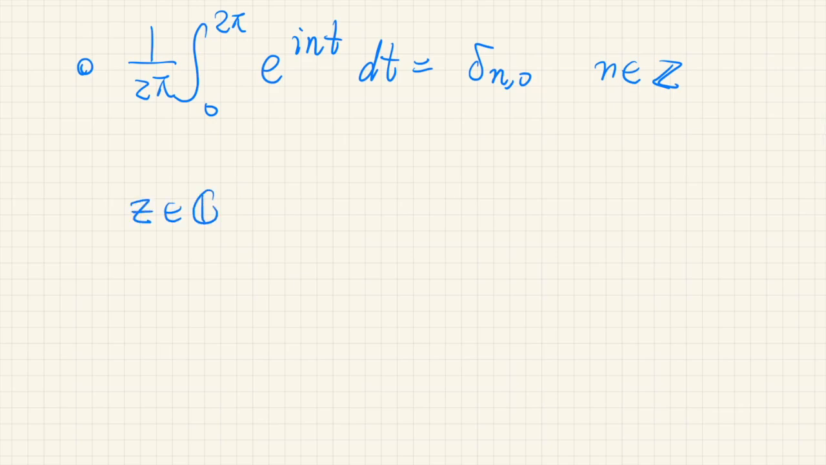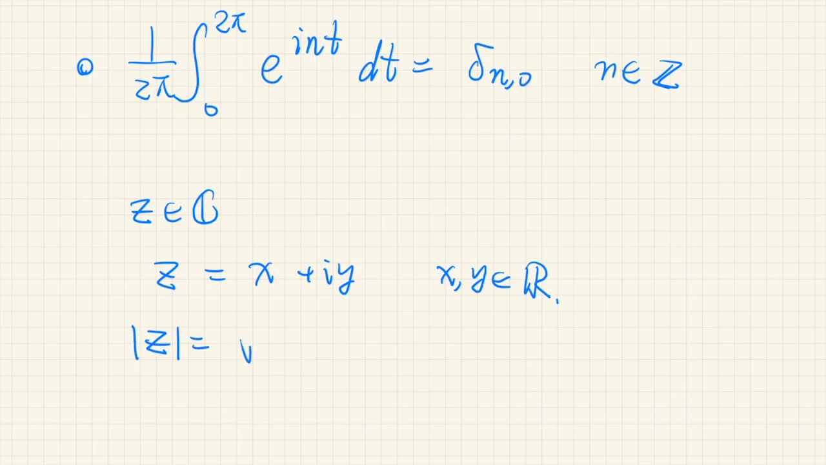Let's say z is a complex number, then it can be represented as x plus iy, where x and y are real numbers. For this complex number, we can define its absolute value as this square root of x squared plus y squared. And we define its complex conjugate as z bar, which is equal to x minus iy. So we change the sign here from plus to minus.